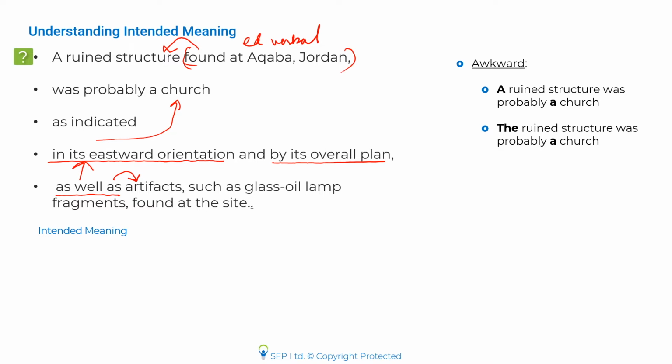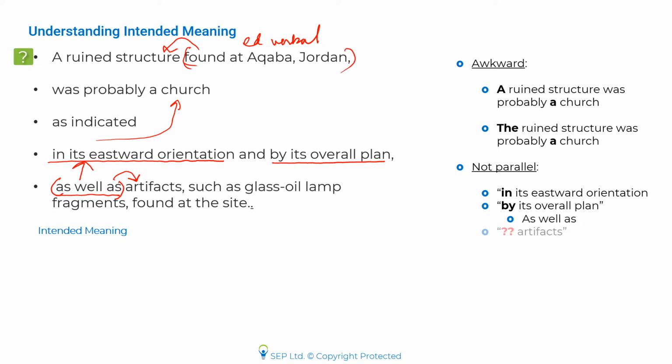However, there is a problem here. After this phrase as well as, we straight away have the noun artifacts. However, what we are trying to say here is in its eastward orientation, by its overall plan, as well as artifacts. Or are we trying to say as well as by the artifacts such as so and so found at the site? Clearly there is a lack of parallelism because two of the pieces of evidence here are followed by prepositions, but we don't have the preposition here.